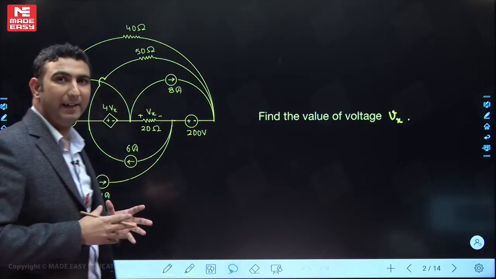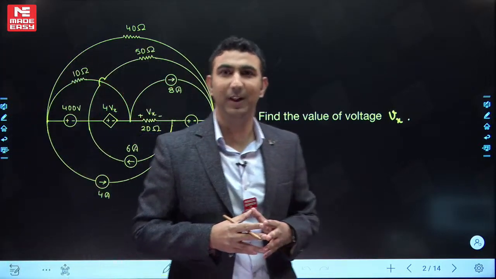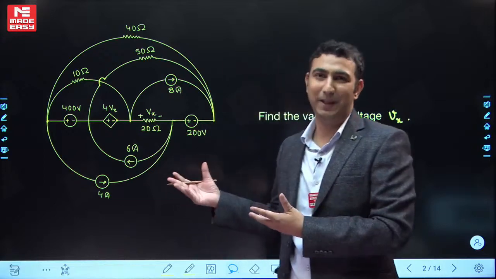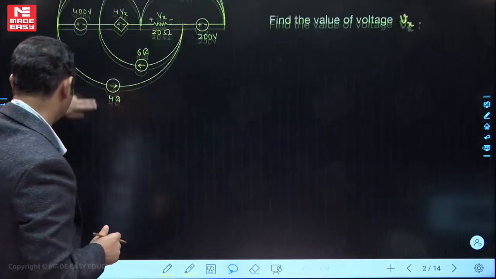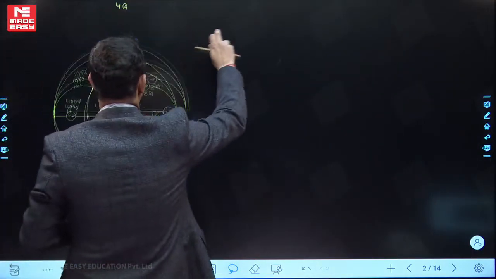The easiest way that I can think of in this question is to go with nodal analysis, as I told you also that we are going to apply nodal analysis. Let's redraw it over here so that we can mark the node voltages.